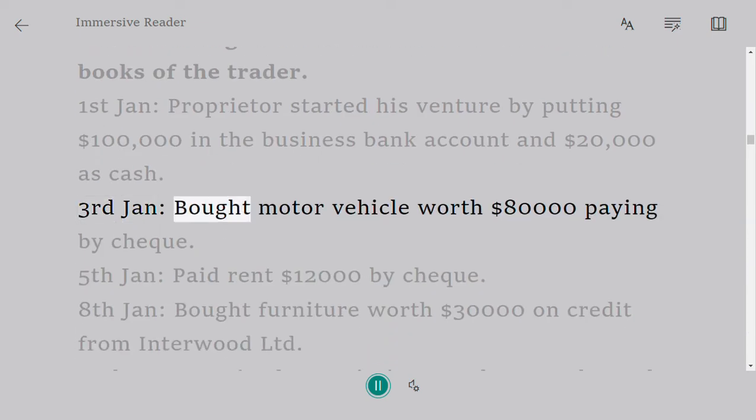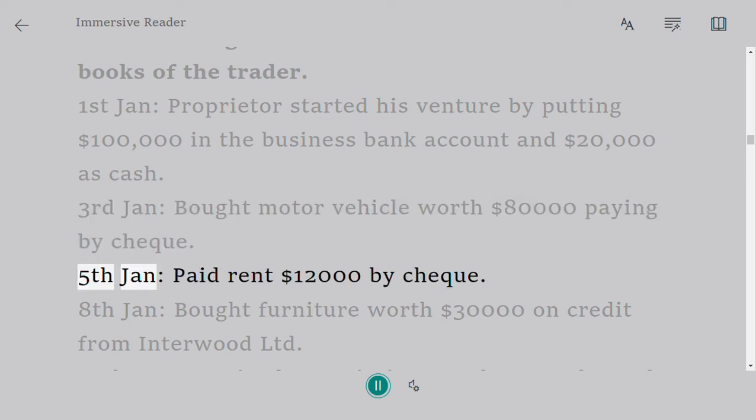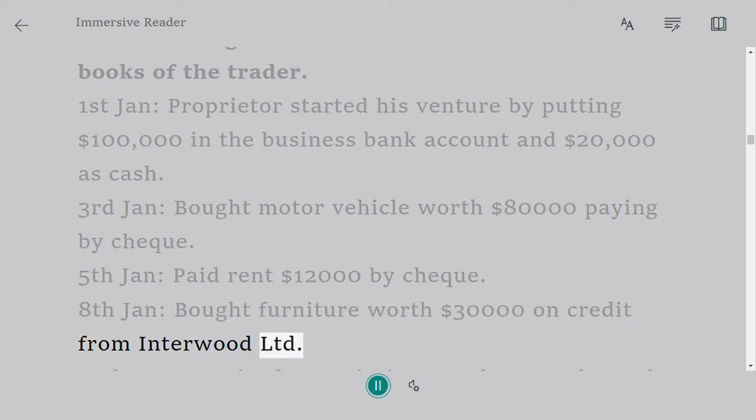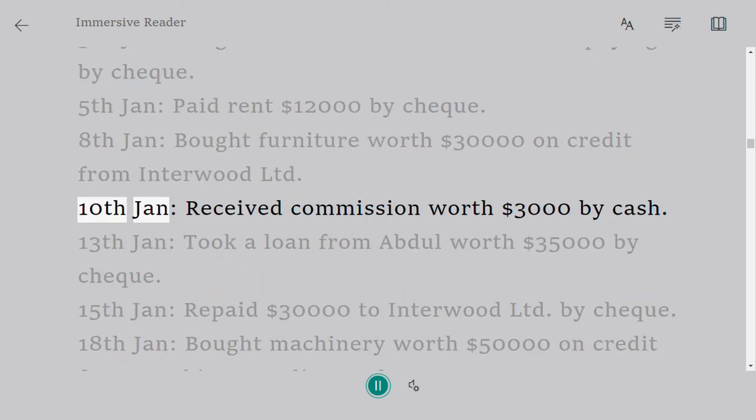January 3rd, bought motor vehicle worth $88,000 paying by check. January 5th, paid rent $12,000 by check. January 8th, bought furniture worth $30,000 on credit from Interwood Limited. January 10th, received commission worth $3,000 by cash.